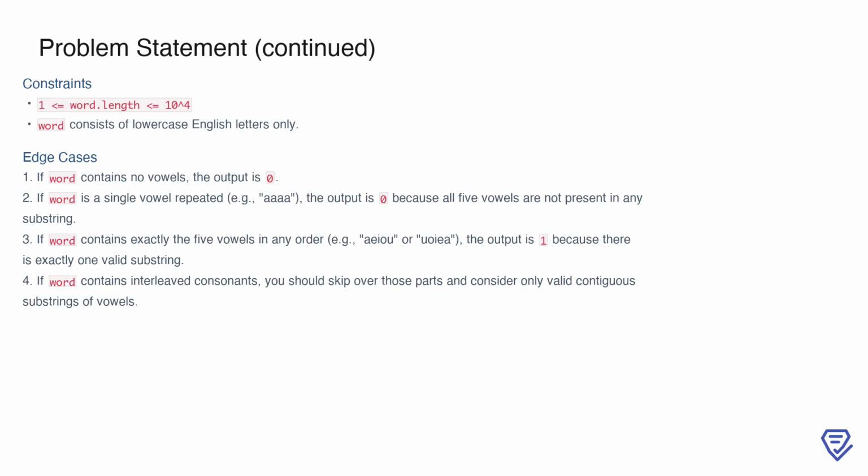If the string contains exactly the 5 vowels in any order, like AIOU or UAA, the output is 1 because there is exactly one valid substring. Additionally, for strings with interleaved consonants, we can ignore those and focus only on contiguous sequences of vowels. These constraints and edge cases ensure that we handle all possible scenarios when solving the problem.